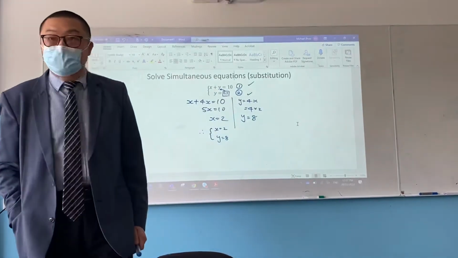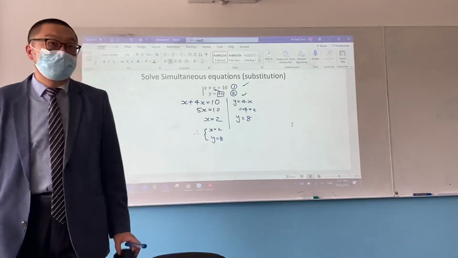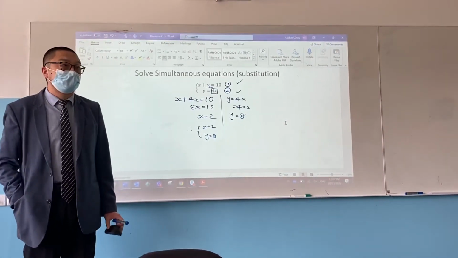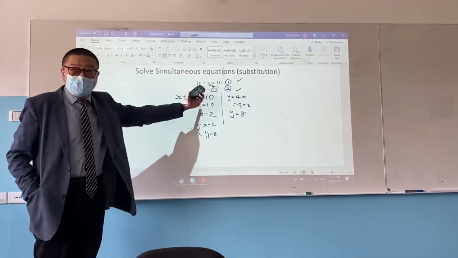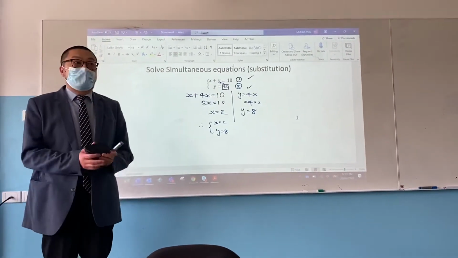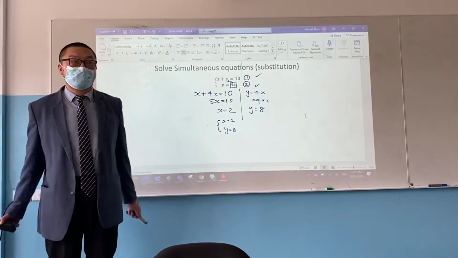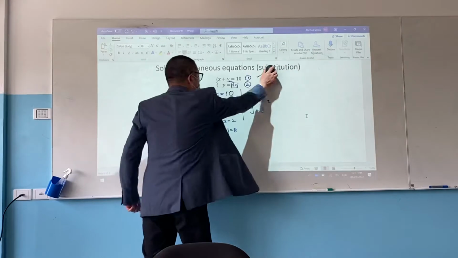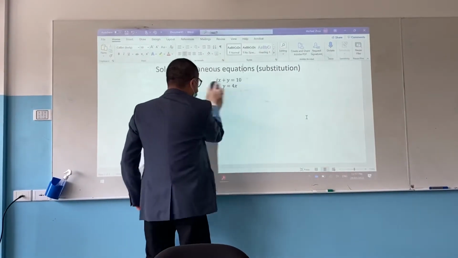Good question. Any others? So it's basically like having the key. If I know x equals something, I can substitute x, but I don't know x, right? I know y. Any other questions? All good? Okay, I'm going to have a look at the next one.